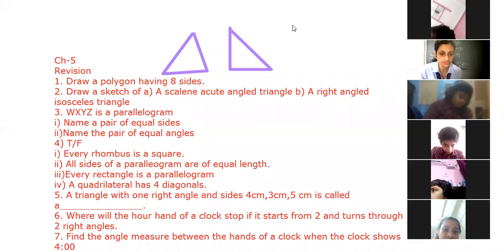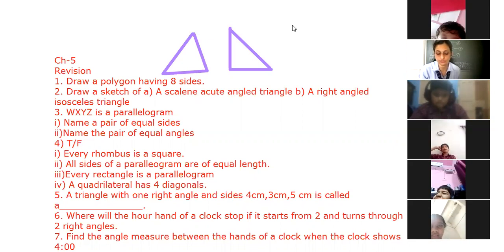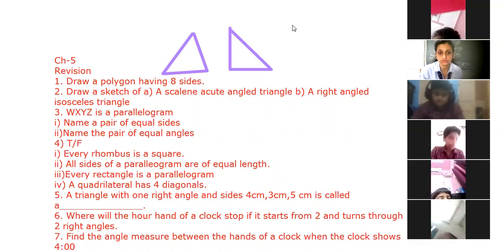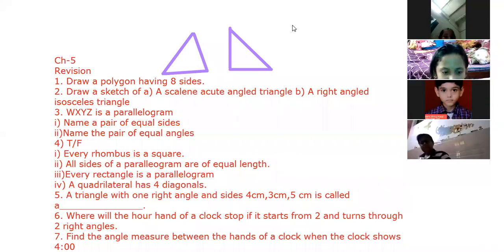Next is every rectangle is a parallelogram. False. Yes, every rectangle cannot be a parallelogram. That's right. Next is a quadrilateral has 4 diagonals. A quadrilateral has 4 diagonals. No, that's right. False. A quadrilateral is having only 2 diagonals, not the 4 diagonals.